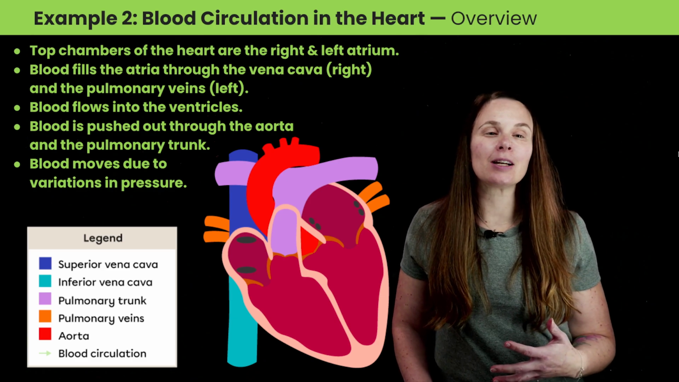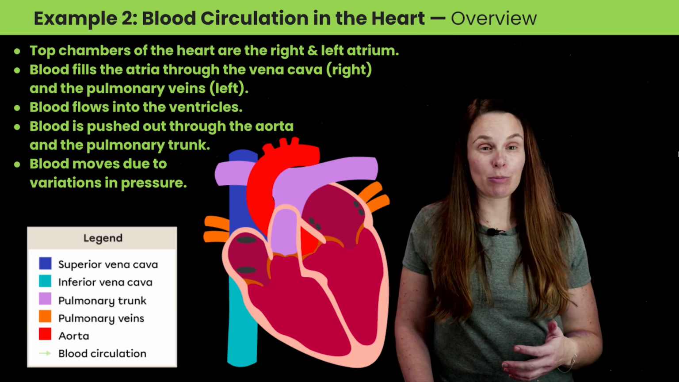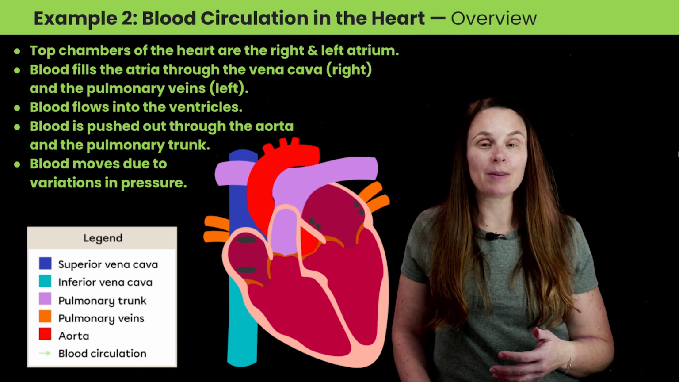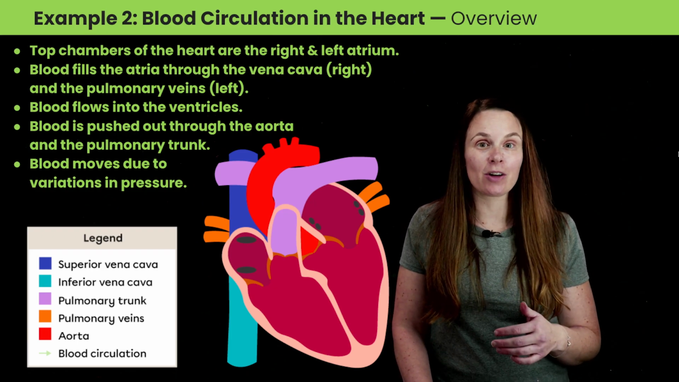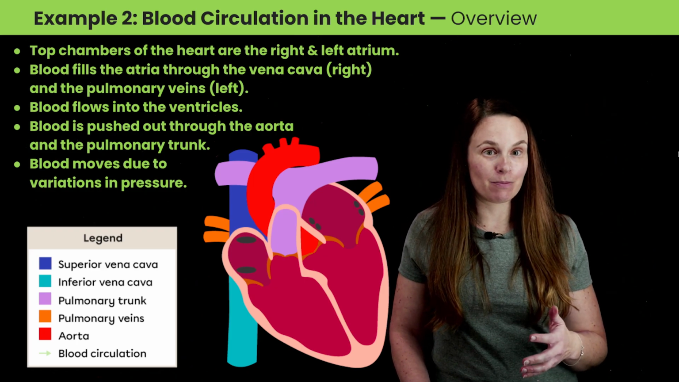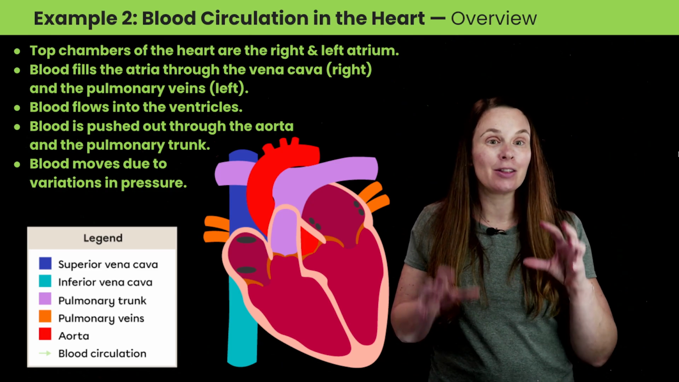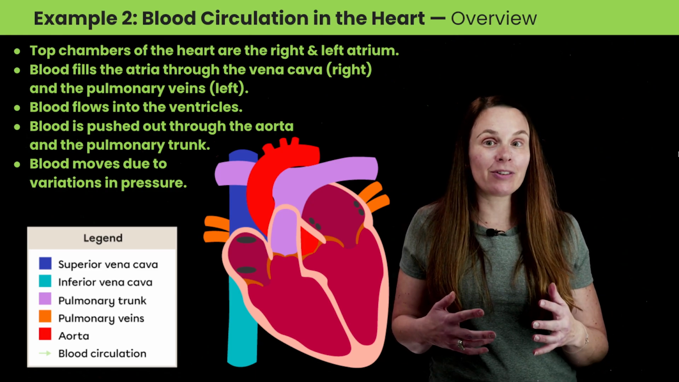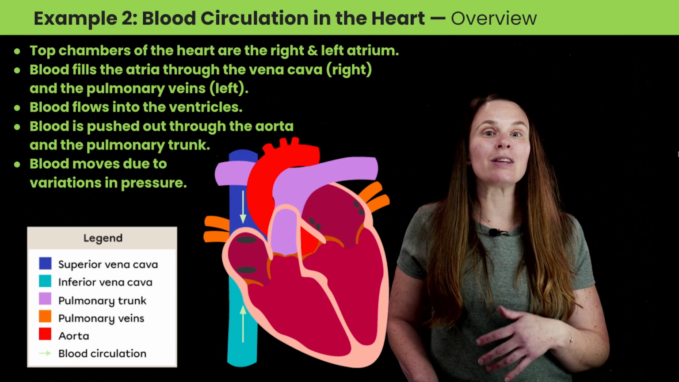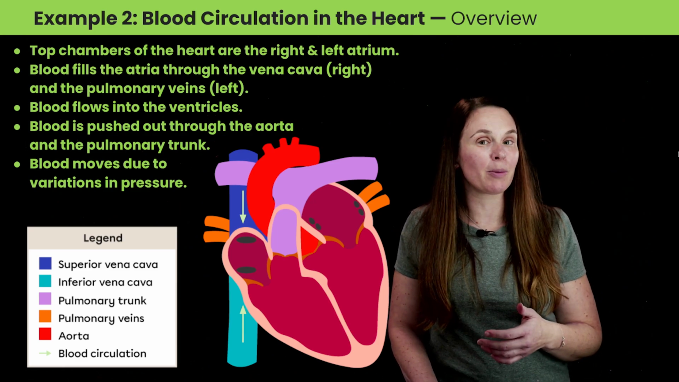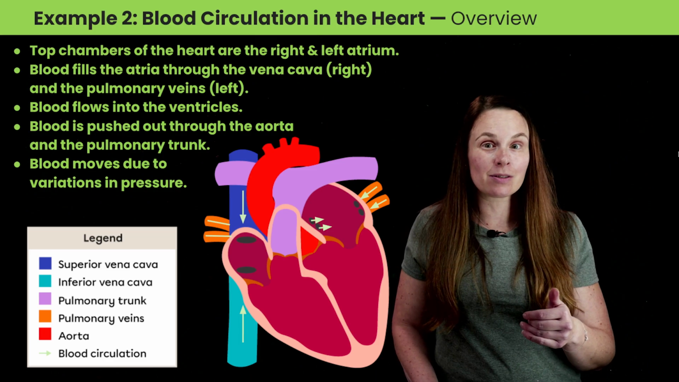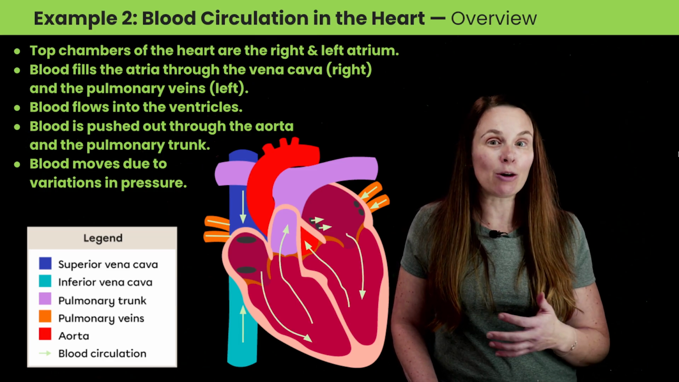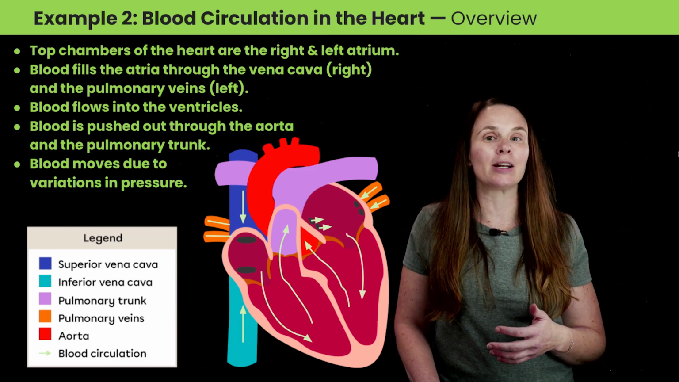Let's look in more detail at how blood, which is an incompressible fluid, circulates throughout the body. In order to do that, we need to look at our heart. The top chambers of the heart are the right and left atrium. Like we discussed in the last question, they're the top parts of the heart. Blood fills the atria through the vena cava on the right, and the pulmonary vein on the left. Blood then flows into the ventricles, and then it is pushed out through the aorta and the pulmonary trunk.